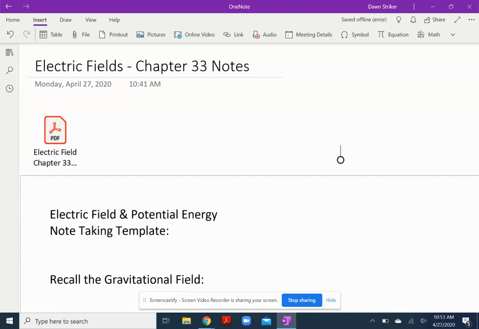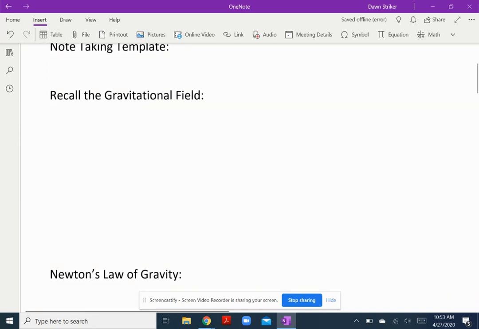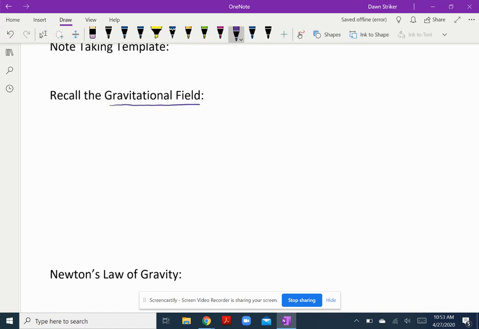All right. So what I'm going to do is try to relate electric fields to gravitational fields. I know that you learned about gravitational fields, and I know that you have some experience with gravitational fields. And so let's remember what we know about gravitational fields. What is a gravitational field? Basically, it's an invisible region in space which affects masses.